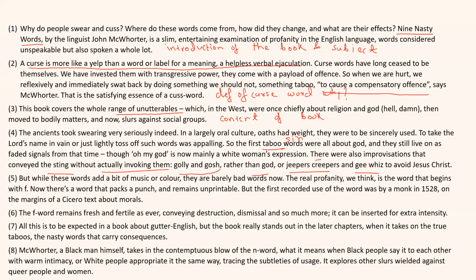Then the next passage talks about how, while these words add a bit of music and color, they are barely bad words now. Although they add a bit of music and color, they are not considered bad. The real profanity is with the word that begins with F. Now there is a word that packs a punch and remains unprintable. But the first recorded use of the word was by a monk in 1528 on the margins of a Cicero text about morals. So this paragraph is about the F word and why it is still considered profane. Profane means vulgar.